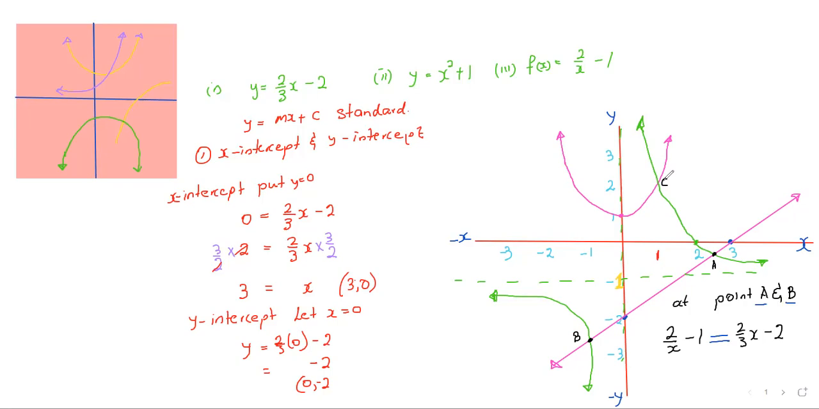At C, it is only the parabola which is equal to the hyperbola. So at C, the second equation, which is the parabola, is equal to the third function, which is the hyperbola.